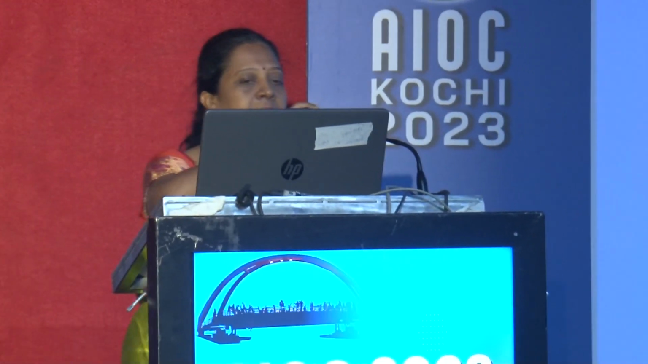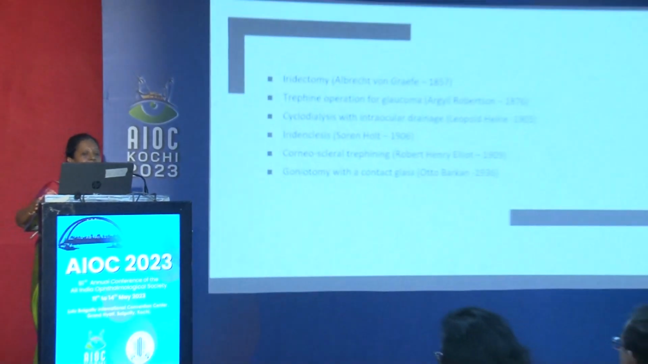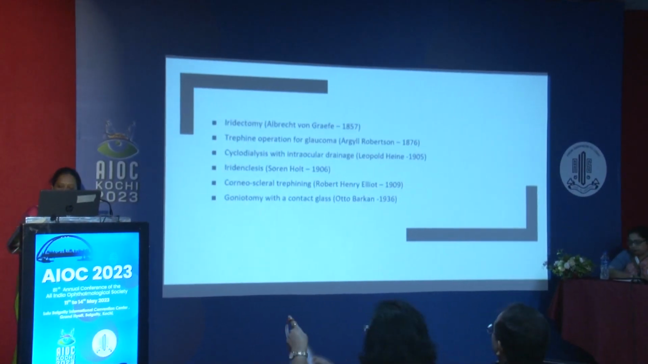Good morning, everyone. The topic of my presentation is evolution of glaucoma surgeries, TRAB and beyond. For more than half a century ago, there has been a multitude of surgeries for uncontrolled glaucoma, but all of these were fraught with complications. The earliest being iridectomy, then the trephine operations you would have heard of, cyclodialysis with intraocular drainage, iridencleisis, then we have Elliot's corneoscleral trephining. So all these are obsolete now.